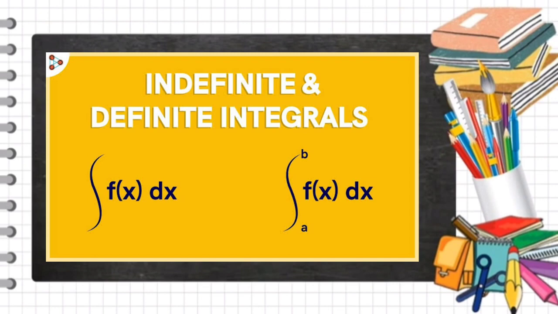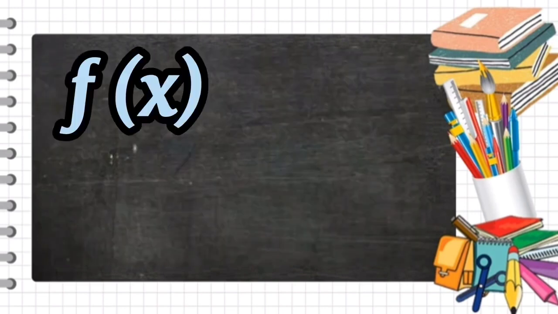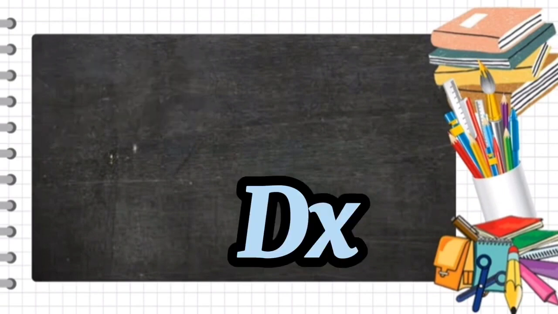When you integrate the definite integral, you get a number, maybe like 25 or something, so it gives you a specific value. f of x is known as the integrand. dx is the variable of integration, and this integral sign represents a limit of a sum.